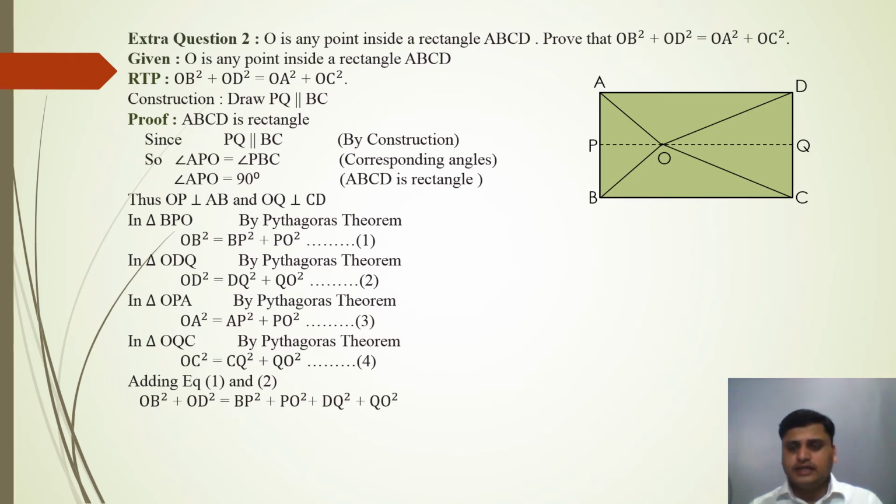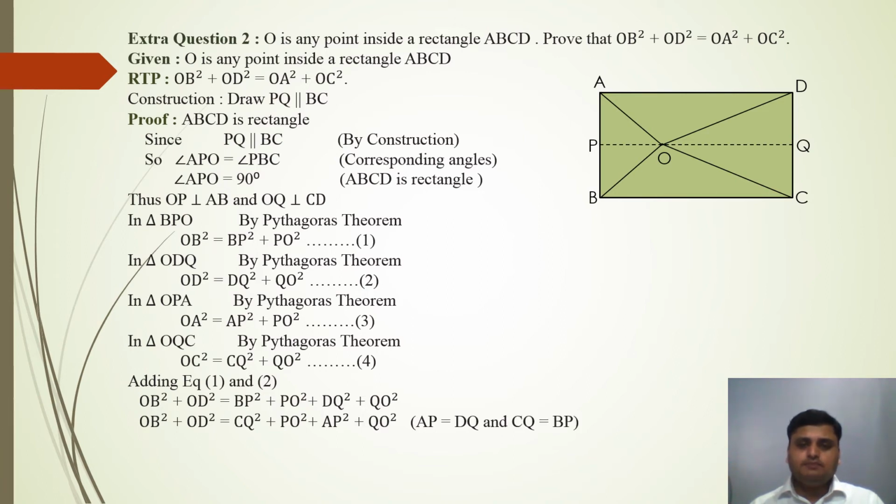So left hand side added with left hand side and right hand side added with right hand side. After this, OB square plus OD square is equal to, now in place of BP we can write it CQ. Why? Because BCQP is also a rectangle and PO square will be as it is. Now DQ can also be written as AP because APQD is a rectangle.